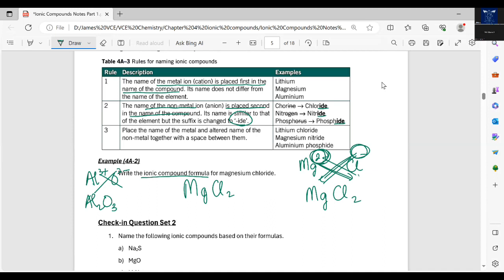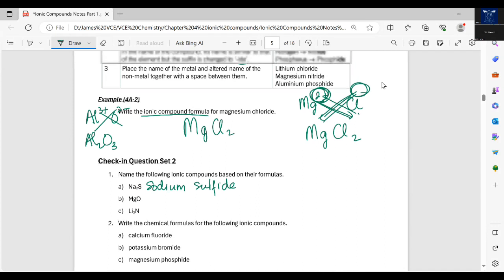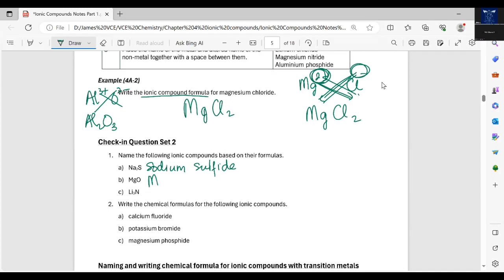Is that okay? Naming is no problem. What is it? This is sodium sulfite. Last time they used the -ite ending, now you can use it also. Magnesium oxide. And this one is lithium nitrate.